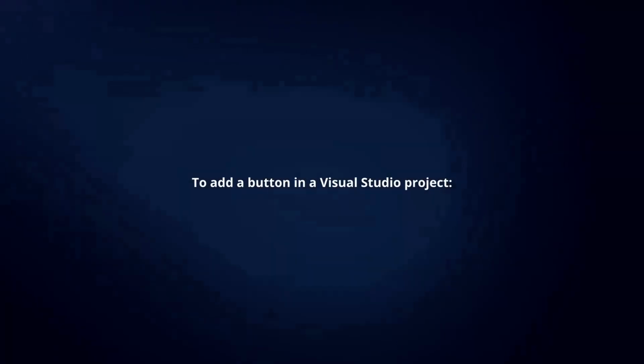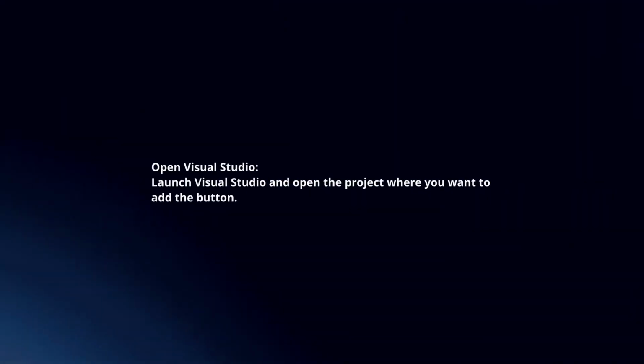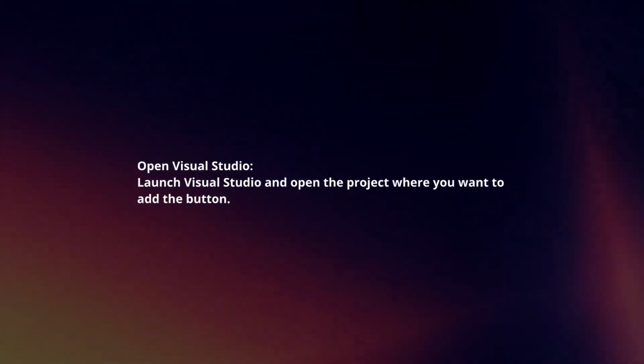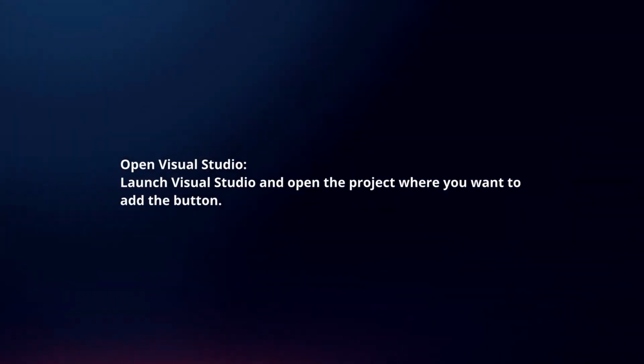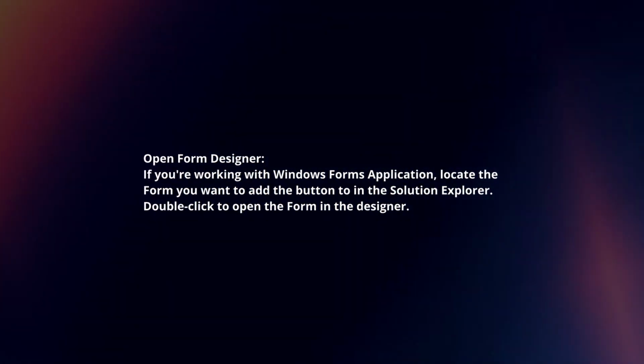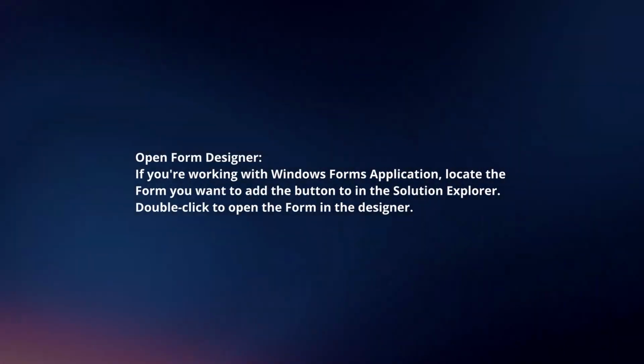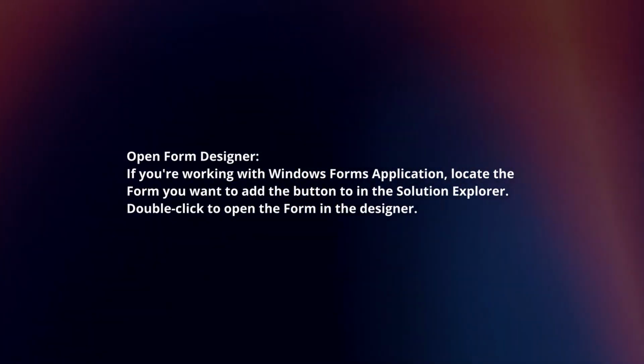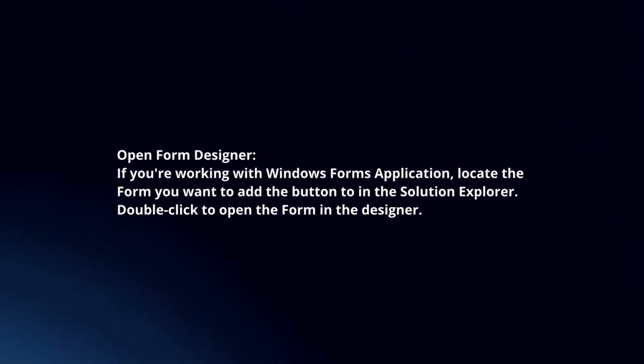To add the button in a Visual Studio project. Open Visual Studio. Launch Visual Studio and open the project where you want to add the button. Open Form Designer. If you're working with a Windows Forms application, locate the form you want to add the button to in the Solution Explorer. Double-click to open the form in the designer.